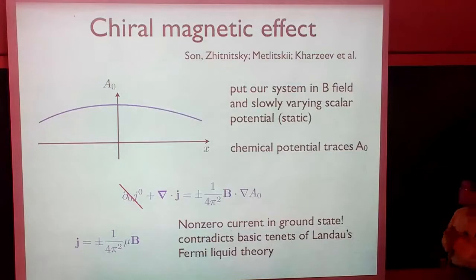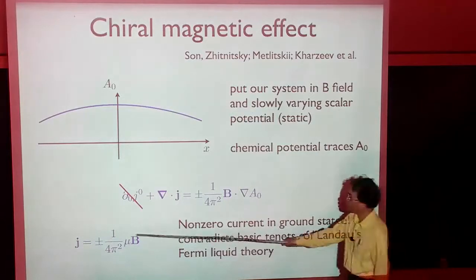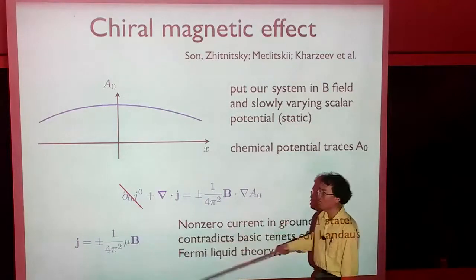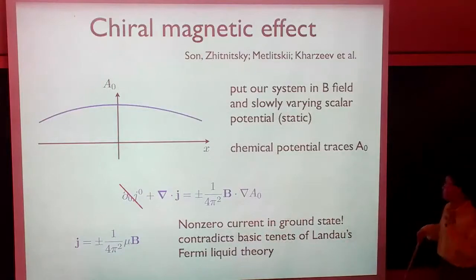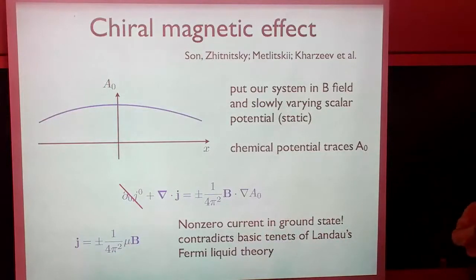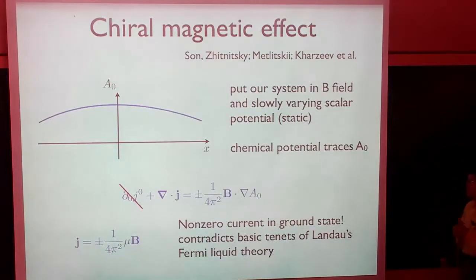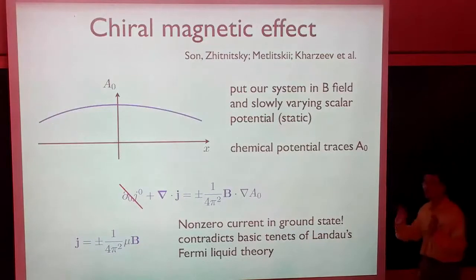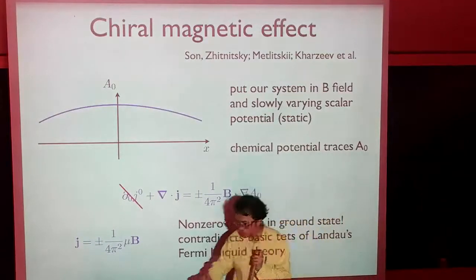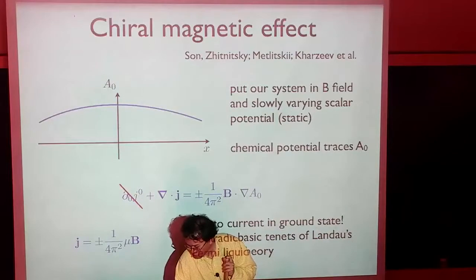So the conclusion that one can make, based on very general considerations of the local density approximation and a stationary state, is that if we have an anomaly, then the system develops current, in this case the left-handed and right-handed currents with opposite sign, that are non-zero even in the ground state. So we have a ground state of the system with chemical potential, and the ground state has non-zero current. And that contradicts basic tenets of Landau's Fermi liquid theory. Something I would like to show mathematically in the next slide.